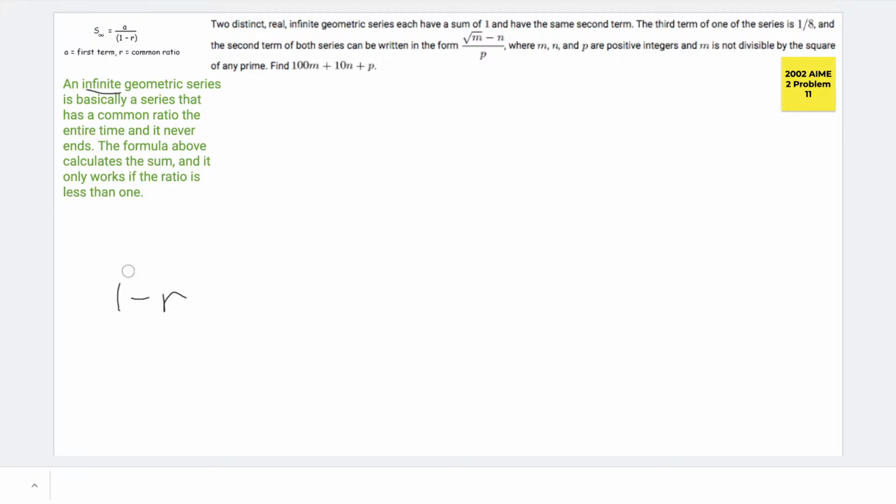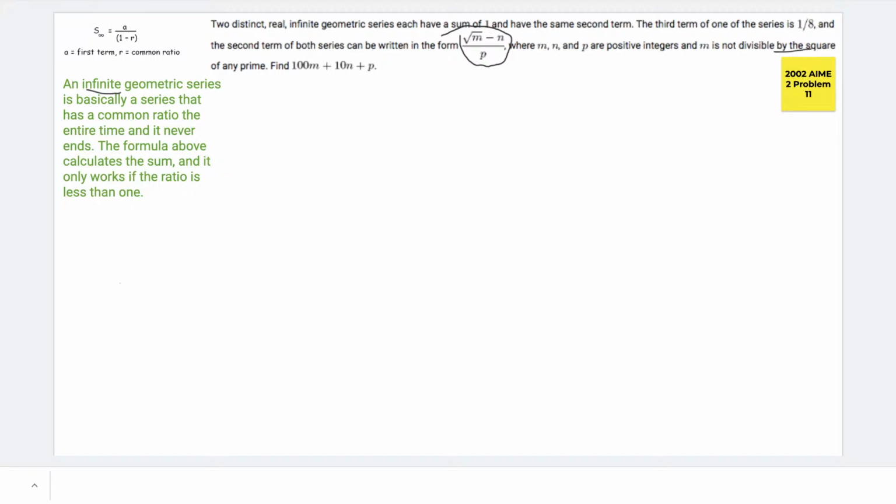So now, this problem is from AMC 2, problem 11. It says two distinct real infinite geometric series each have a sum of 1, and they have the same second term. Now the third term of one series is 1 over 8, and the second term of both series can be written in this form, where m and p are positive integers, and m is not divisible by the square of any prime. Okay, so we have two infinite geometric series, and they have the same second term.